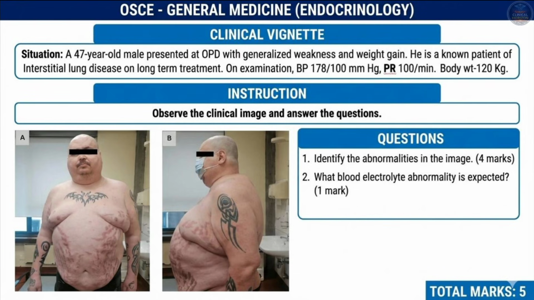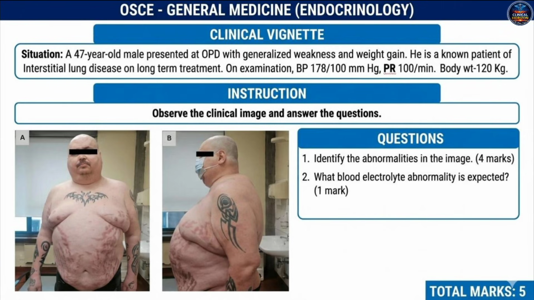What is the mainstay treatment for ILD? Systemic corticosteroids like prednisolone. What happens when you take high dose steroids for a long time? You develop Cushing's syndrome. Now see the first image. You see the moon face, that means rounding of the face, plethora, that means facial redness, and massive central obesity.